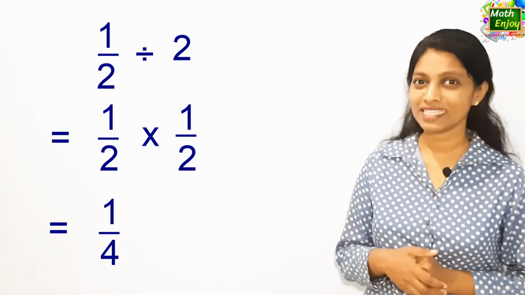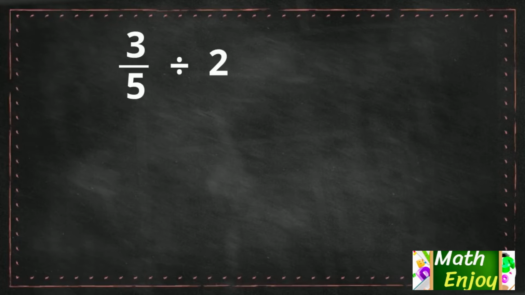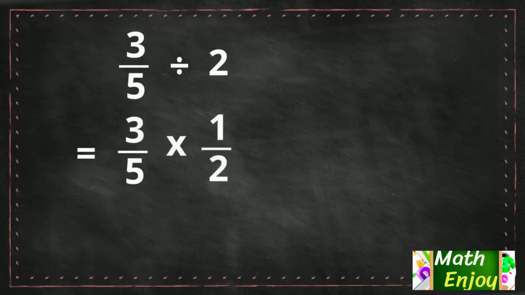Shall we see some more examples? Our first example is 3 over 5 divided by 2. First, we have to write this division statement as a multiplication statement. For that, we have to take the reciprocal of the second fraction, but don't change the first fraction. 3 over 5 multiplied by 1 over 2. 2 is a whole number. The denominator of 2 is 1. When we write the reciprocal of 2, we write it as 1 over 2.